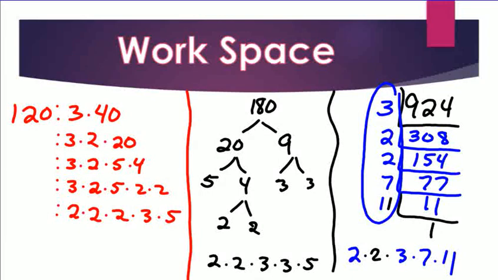And we can always check our answer. 2 times 2 is 4. 4 times 3 is 12. 12 times 7 is 84. 84 times 11 gives us 924. Those are 3 methods we used to prime factorize those numbers.